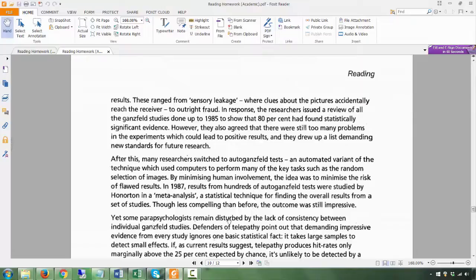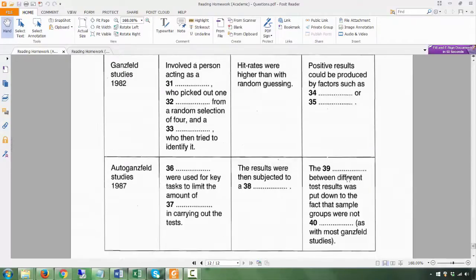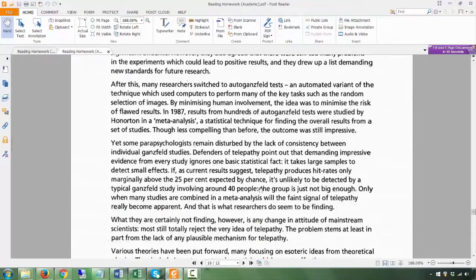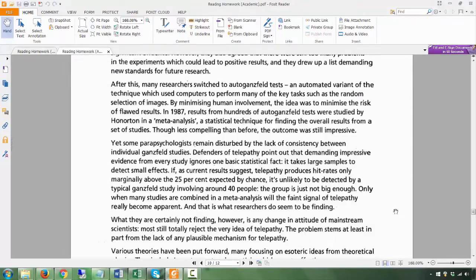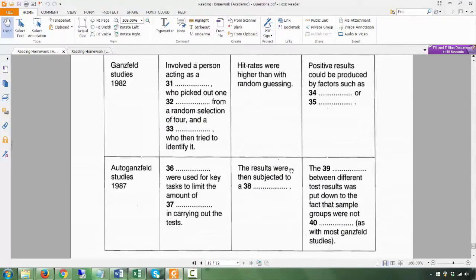Yet some parapsychologists remained disturbed by the lack of consistency. Okay, how many words do you have here? No more than 3 words. So the lack of consistency between different test results was put down to the fact that sample groups were not, the group is just not big enough. The lack of consistency was due to sample groups not being big enough, as with most Ganzfeld studies. Okay, so not big enough. All right, so that is the end.